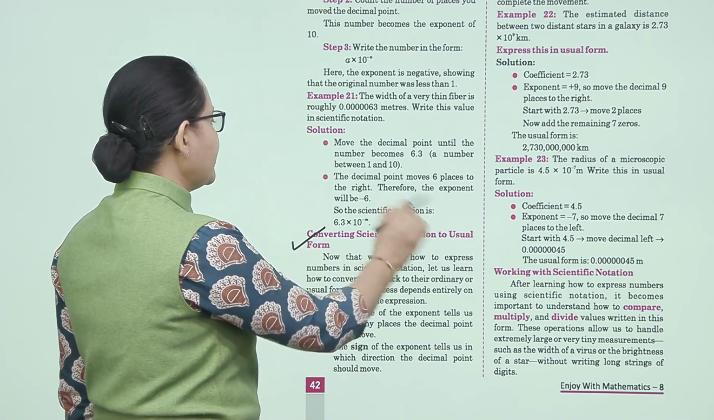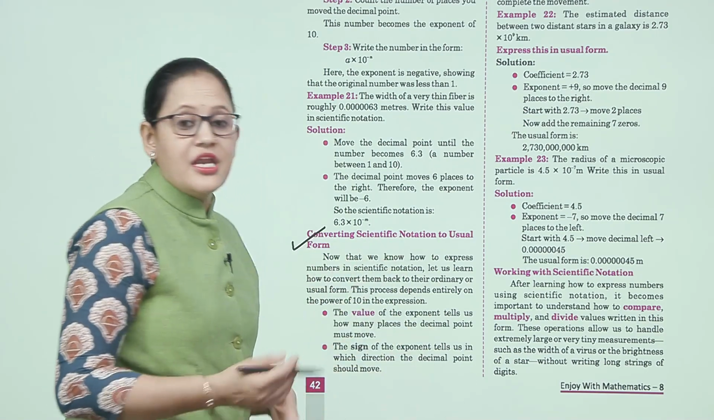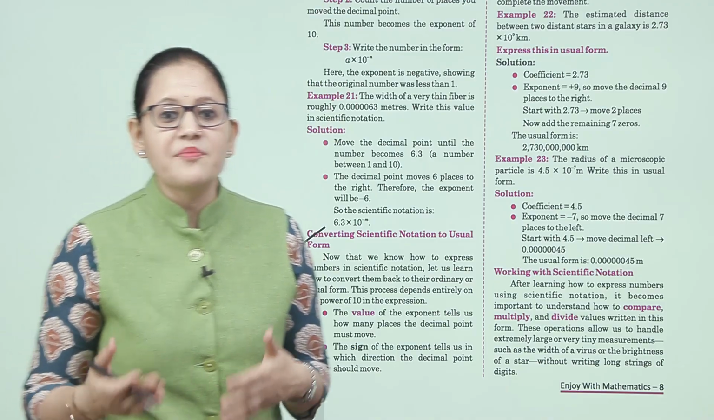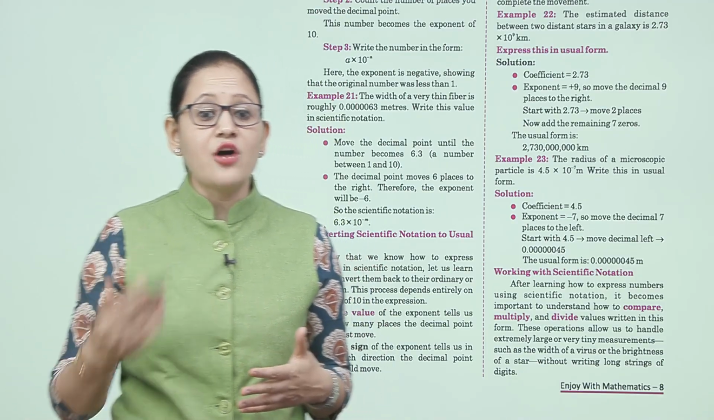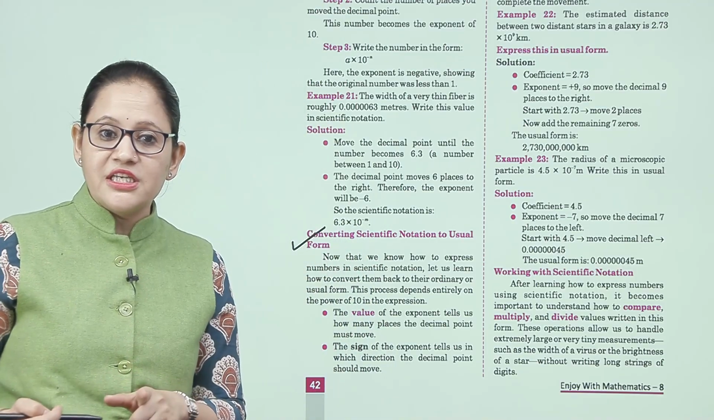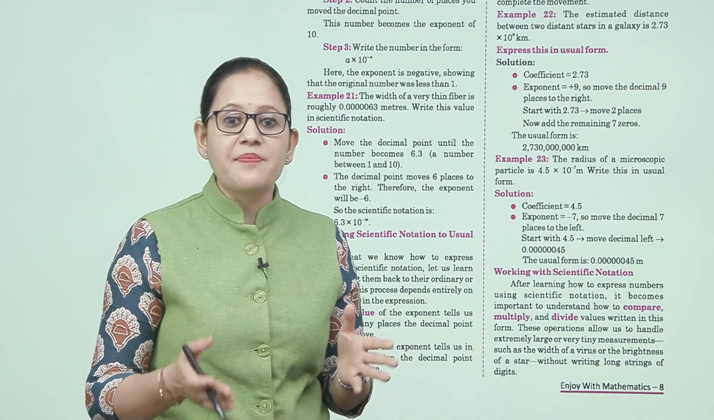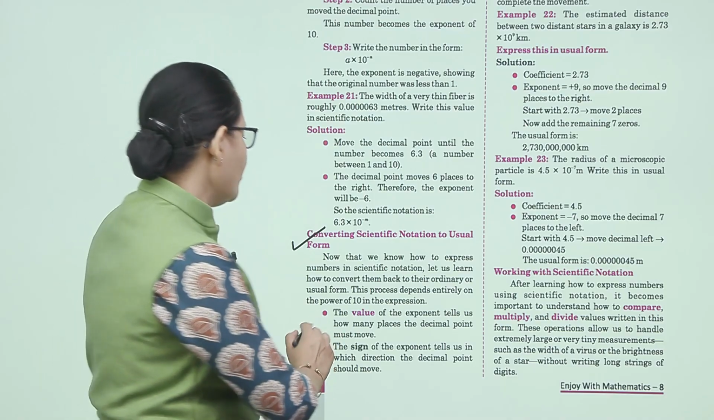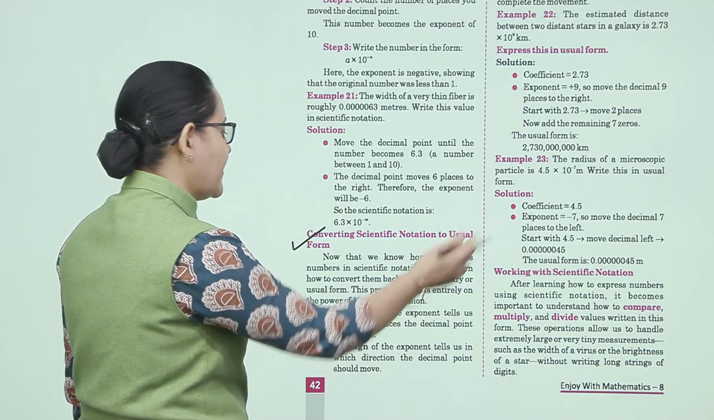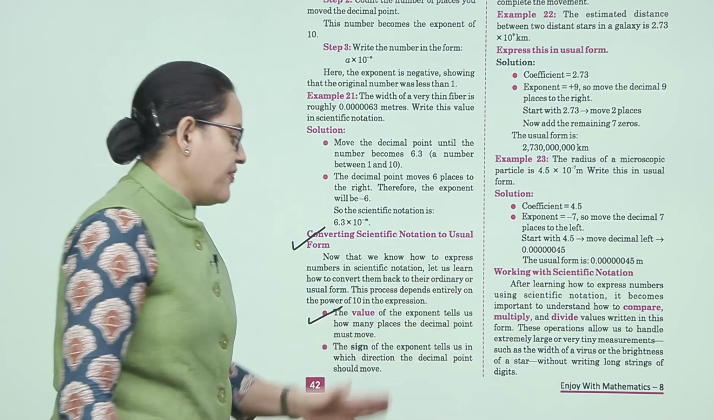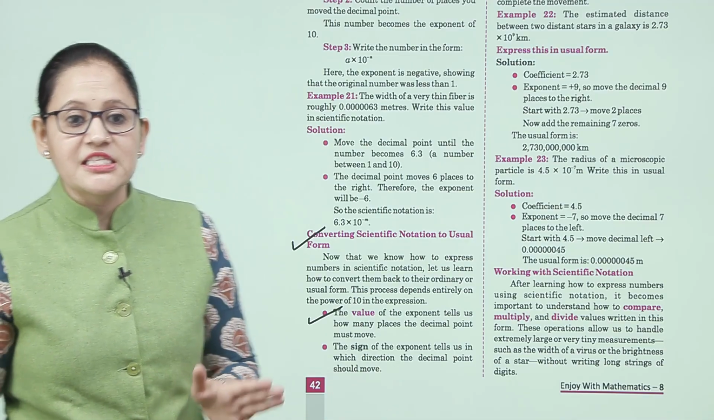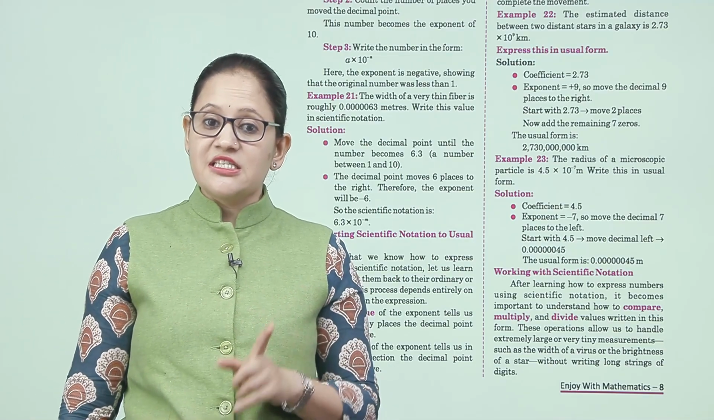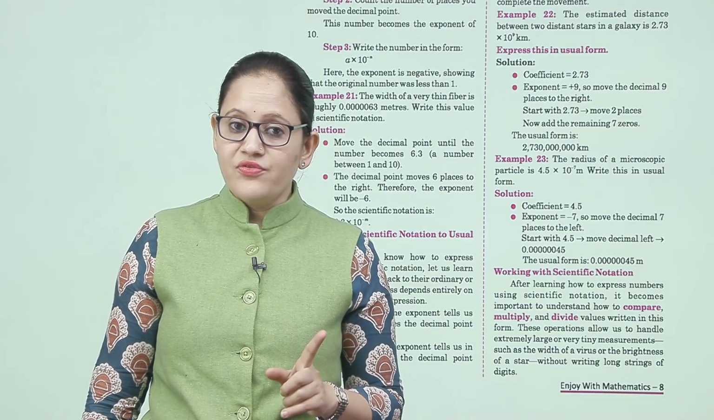Now, converting scientific notation to usual form. Now that we know how to express numbers in scientific notation, let us learn how to convert them back to their ordinary and usual form. The process depends entirely on the power of 10 expression. The value of the exponent tells us how many places the decimal point must move. The sign of the exponent tells us which direction the decimal point should move. Clear?